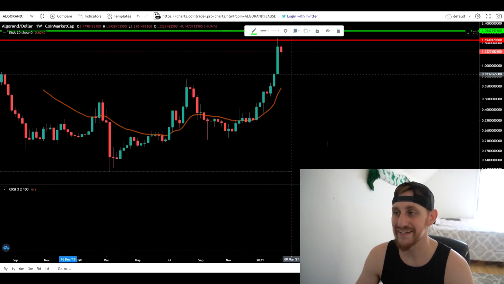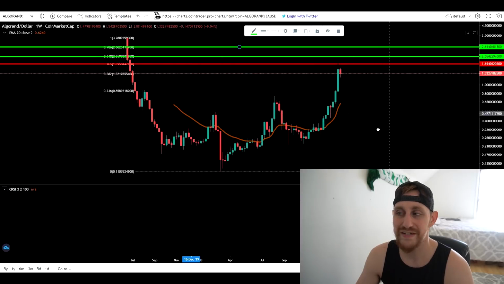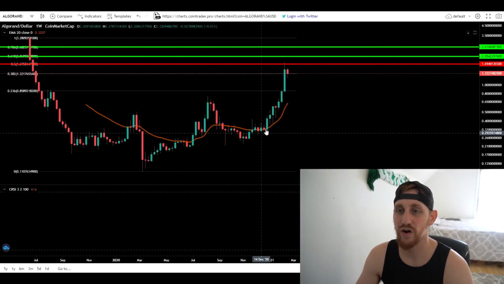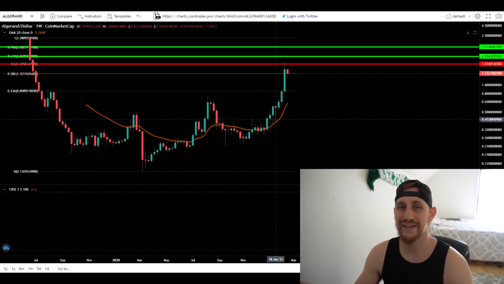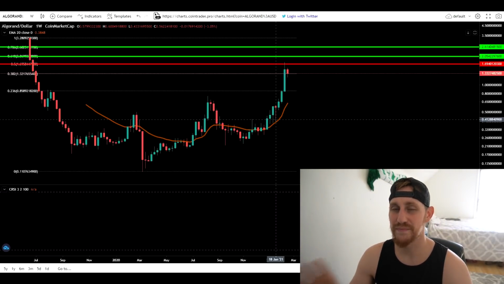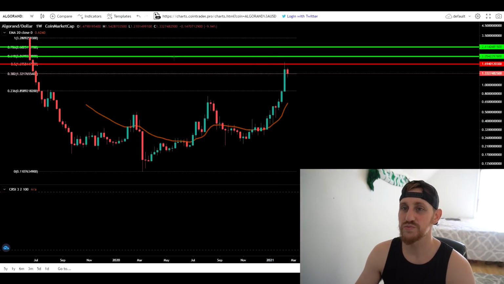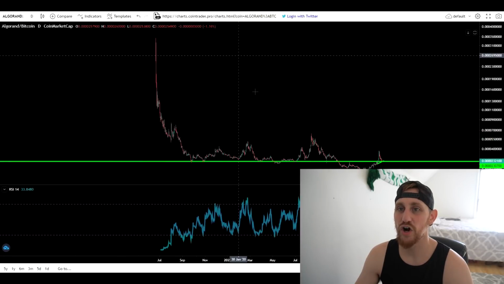We are very extended from it, so a correction could be due, but we saw back in 2017, altcoins absolutely exploded, and it doesn't have to necessarily be that way. We can get super extended from that 20-week moving average. It doesn't really matter, right, guys? So let's switch on over to the daily chart on the Algo Bitcoin chart.